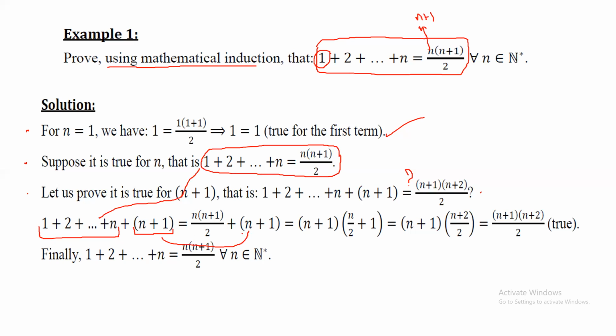And n plus 1 remains. I take n plus 1 as a common factor: n plus 1 times n over 2 plus 1. We take the LCM here. It is n plus 1 into n plus 2 over 2, which is true. So it is proved. 1 plus 2 plus up to n plus n plus 1 equals n plus 1 into n plus 2 over 2. Finally, the given relation is proved.